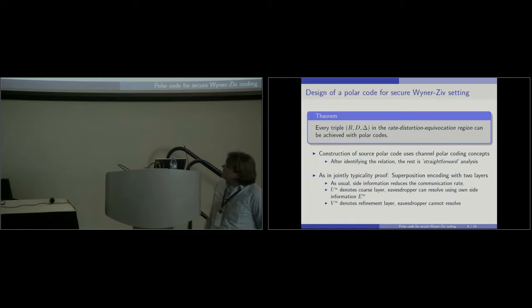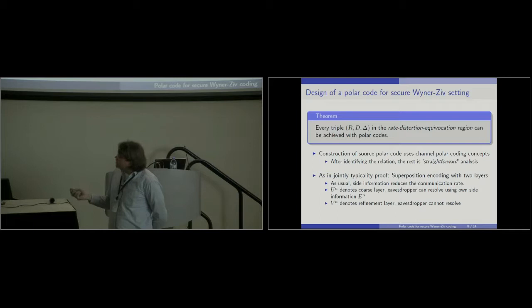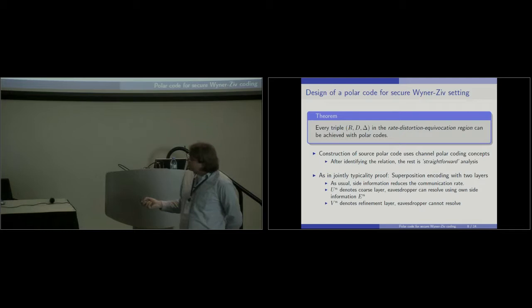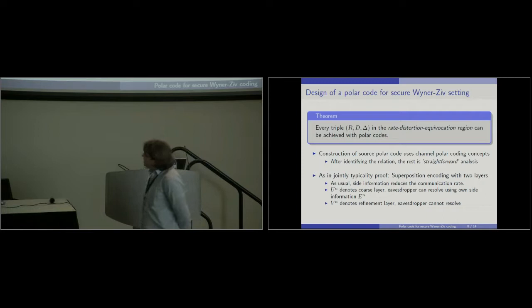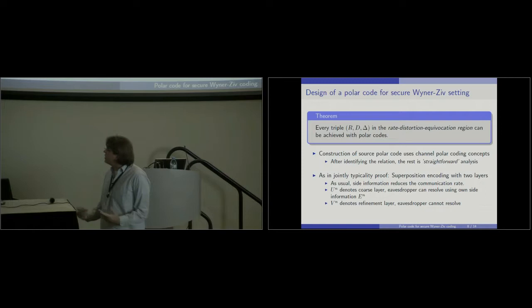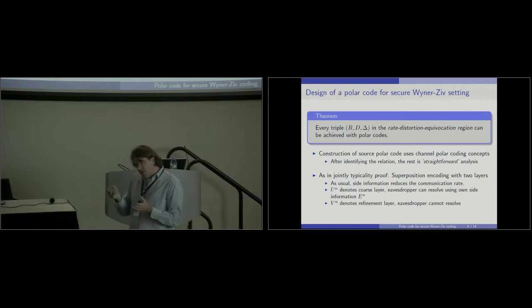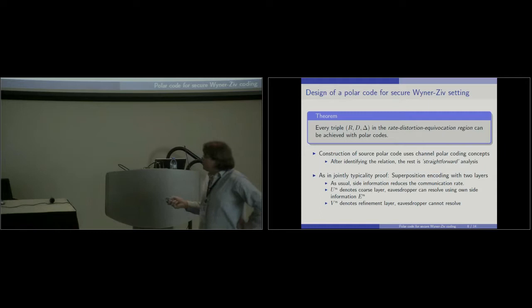Now in this talk, in this paper, we looked at the secure Wyner-Ziv setting, and this is the main result of the paper. Every rate-distortion-equivocation triple in the rate-distortion-equivocation region can be achieved with polar codes. The construction of the polar codes is easiest developed, I think, if one looks at the channel coding concepts or principles. After identifying the relationships in the code design, it's more or less a straightforward analysis, and you can use the available machinery to prove that you can actually achieve this triple.